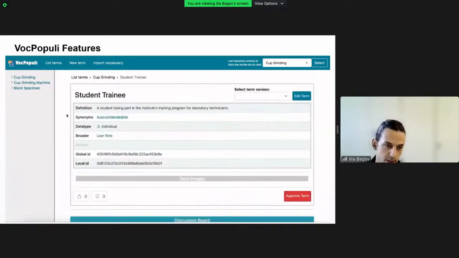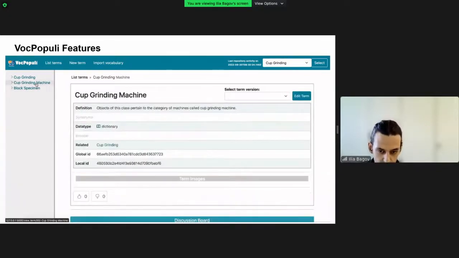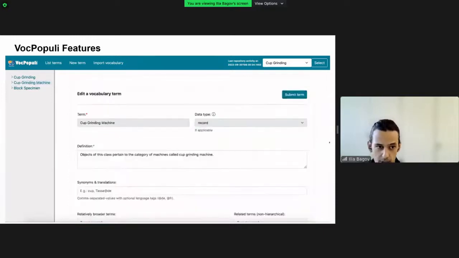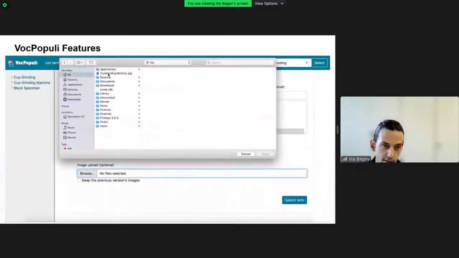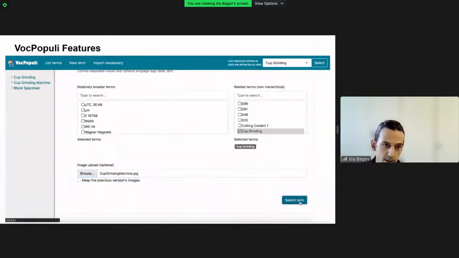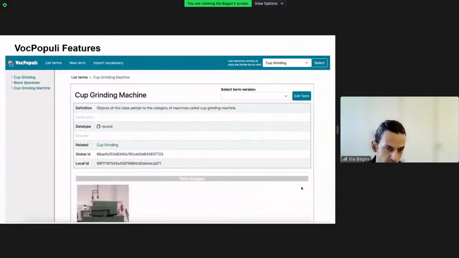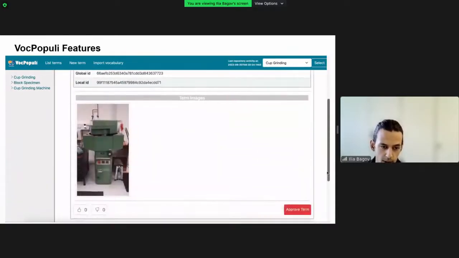And this is the result. So you can see that the translation is shown there. Additionally, people can also add images to terms. So for example, here I'm adding an image of a cup grinding machine to the cup grinding machine term, just to make it not only more machine readable, but also human readable.